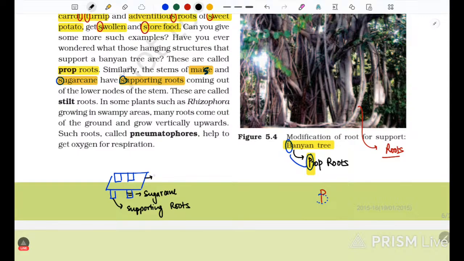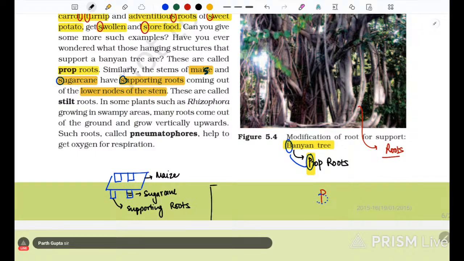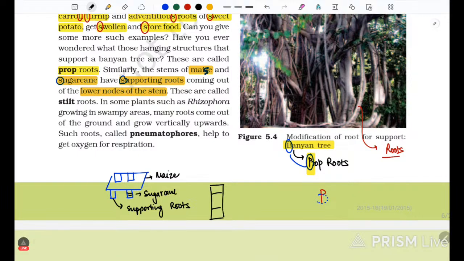And the plant of maize is also going to have which roots? Maize is also going to have the supporting roots, coming out from the lower nodes of the stem. Lower nodes of the stem means what? For example, this is sugarcane, this is the upper node, this is the lower node, and something supporting is going to come out from the lower nodes. So this is supporting roots.